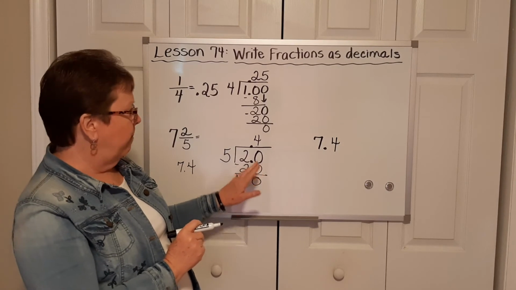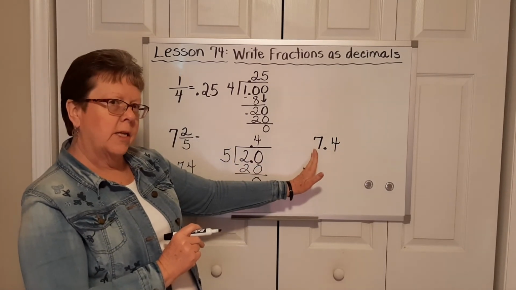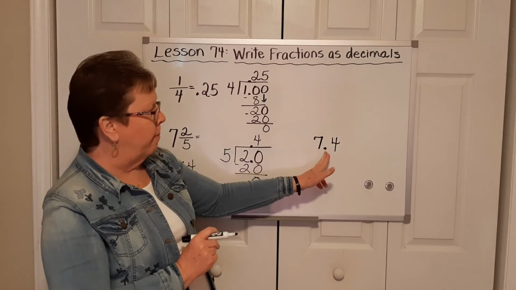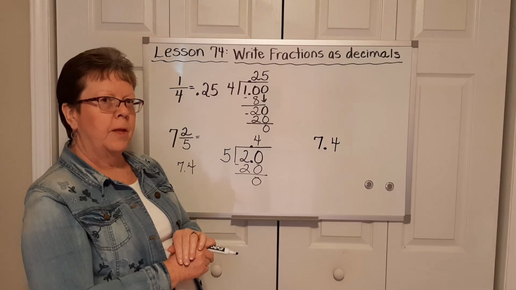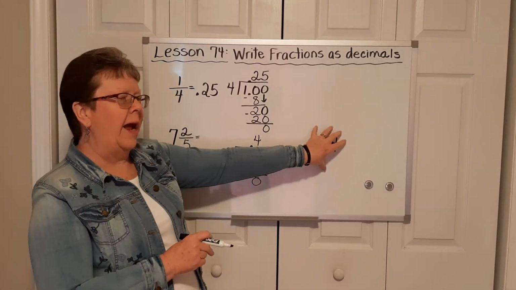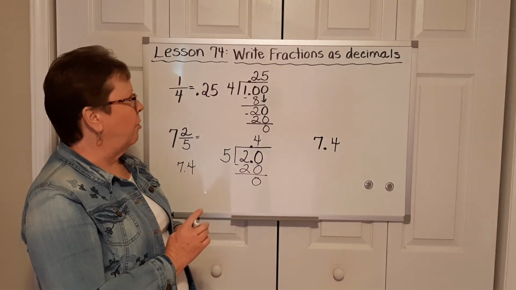Okay, did you see that? 7 is the whole number. That's why it goes on the left side of the decimal point. And 0.4 is our decimal. So that's why we have 0.4. Okay. So you don't want to forget, if you have a whole number, make sure you put that with your decimal. Okay. So that's how you do that kind.